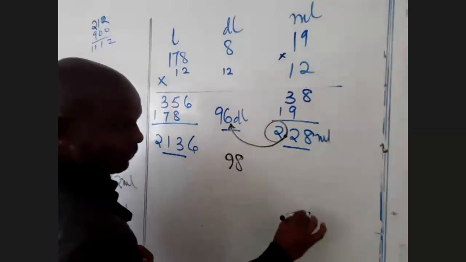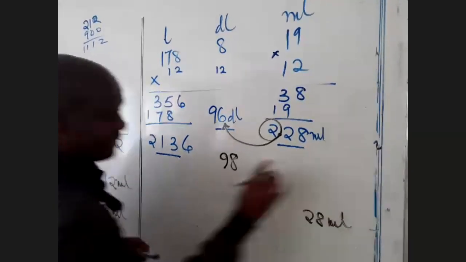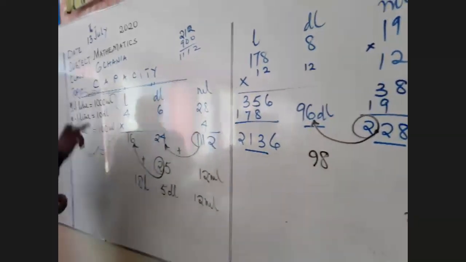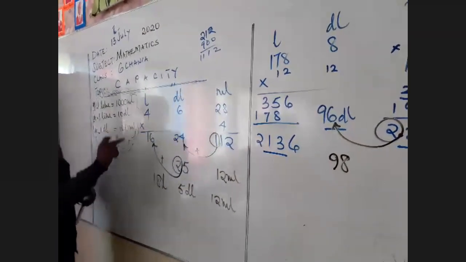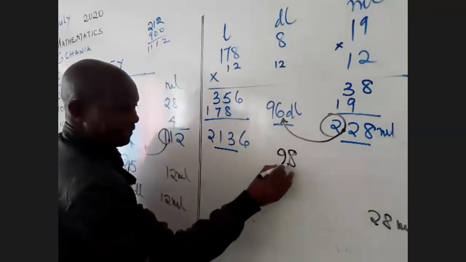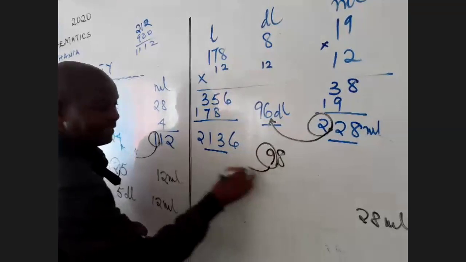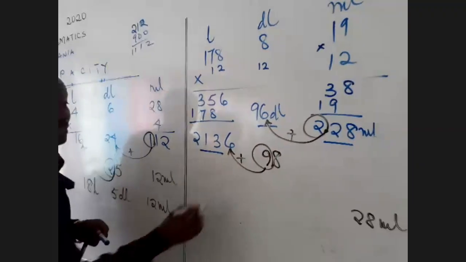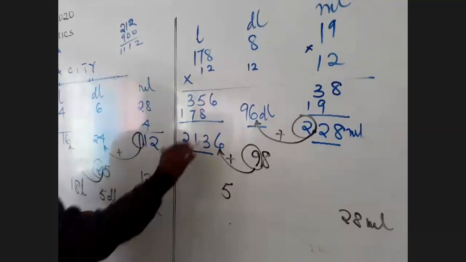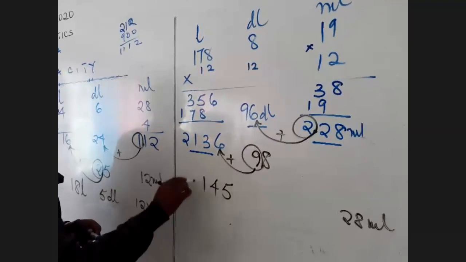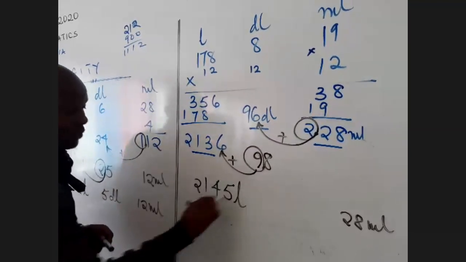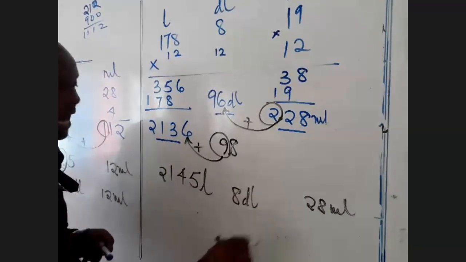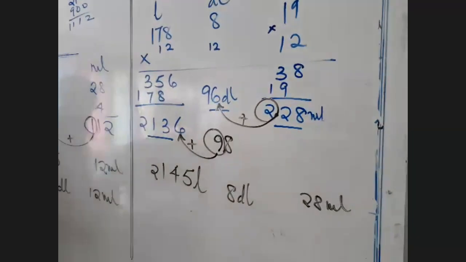So I've remained with 28 milliliters. Here, 96 deciliters. Changing deciliters into liters: divide by 10. Friends, let's move it. 1. Carry the 9. Add that. Addition. 9 plus 6, 15. Carrying 1, 4, 1, 2. So finally, 2,145 liters, 8 deciliters, and 28 milliliters.